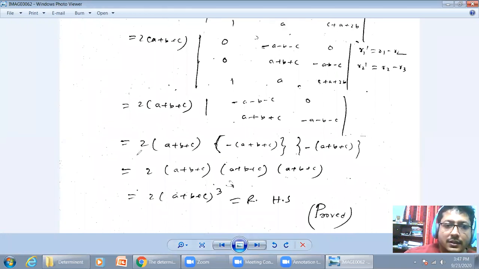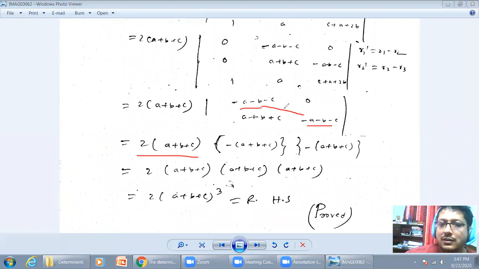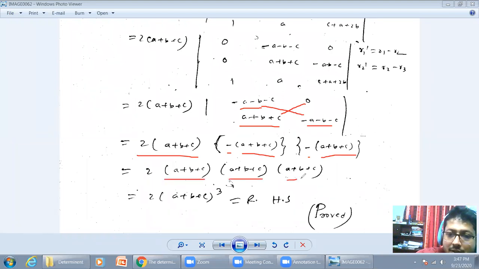Now you can write A plus B plus C, this part multiply with this part, and zero multiply with this part. Okay, A plus A minus A minus common, A plus B plus C minus common, A plus B plus C. And we can write A plus B plus C, minus, minus, plus. So we can write twice A plus B plus C whole cube, which is the right hand side. Okay, it is proved.